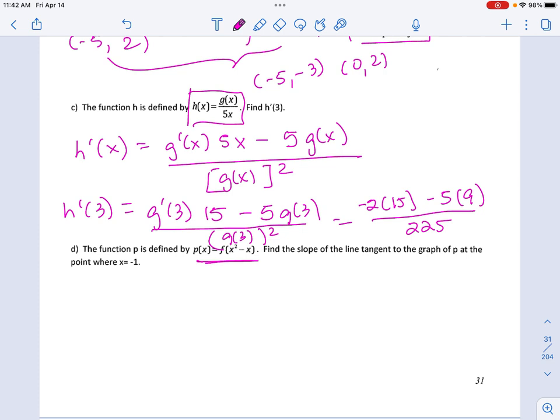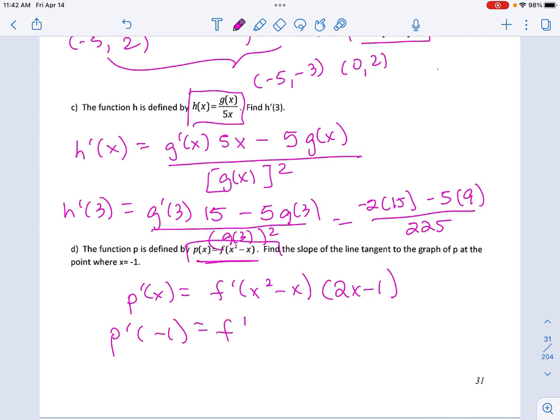Okay, we've got p of x. I want the slope of p of x. So step one, let's take this derivative. This is your chain rule. Derivative of the outside, inside stays the same, times the derivative of the inside. Plug in your -1. If I do that, all this becomes 2. This becomes -3. F prime is 6.